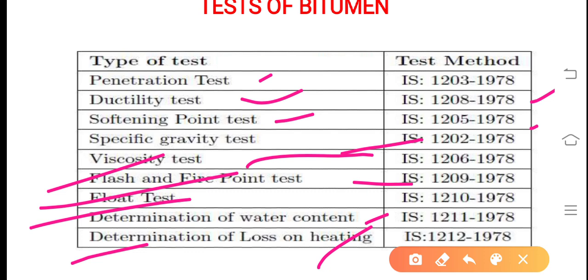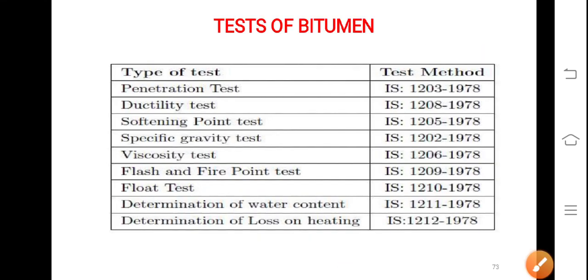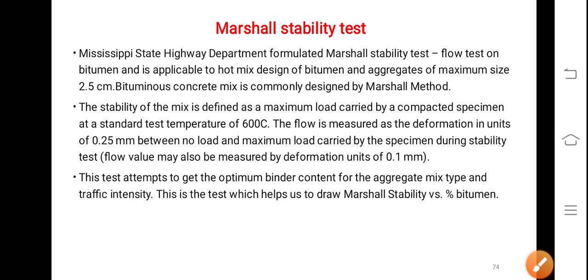So these may be asked in GATE, MPSC, objective or aptitude tests. Such questions will normally be asked. For example, the penetration test conforms to which standard? Four answers will be given, out of which IS 1203 1978 is the correct answer. Okay. Marshall stability test: we will explain this test along with its importance and significance and what plots are to be made in the next class.